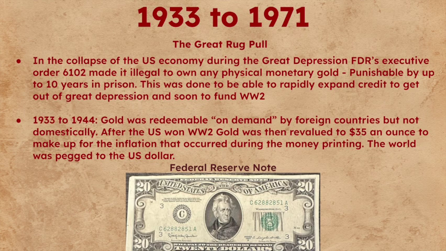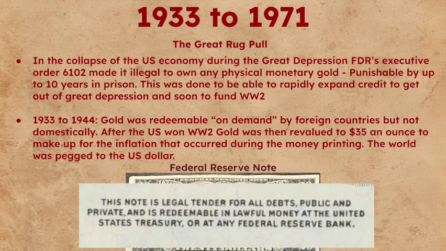And so after the U.S. won World War II was when gold was revalued to $35 an ounce to make up for the inflation that occurred during all of that money printing. And so the world was then pegged to the dollar. And so, again, they took in all that gold. They printed a ton of paper representing that gold, way more paper than the actual gold in the vaults. And then, right after World War II, they said, hey, gold is not worth $20 an ounce. Gold is now worth $35 an ounce, right? Because there's more paper that was printed.